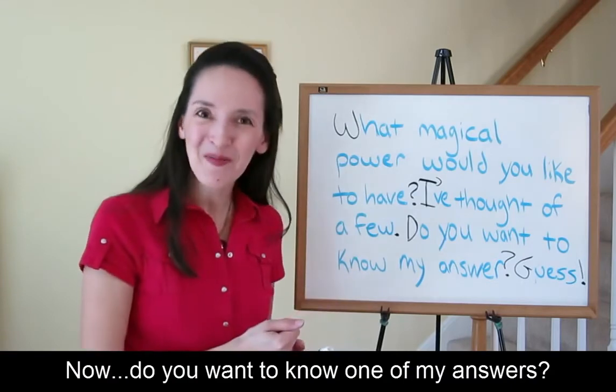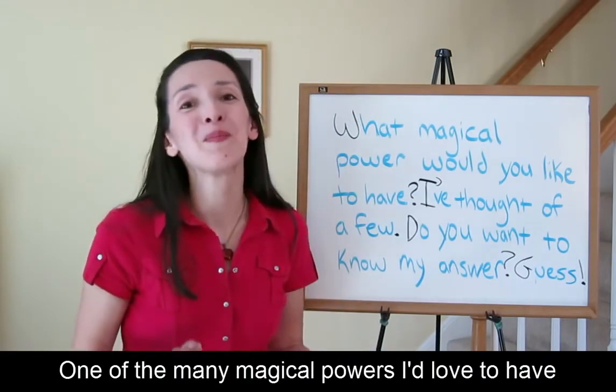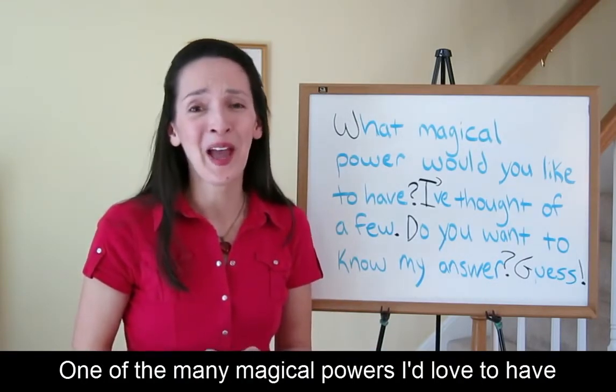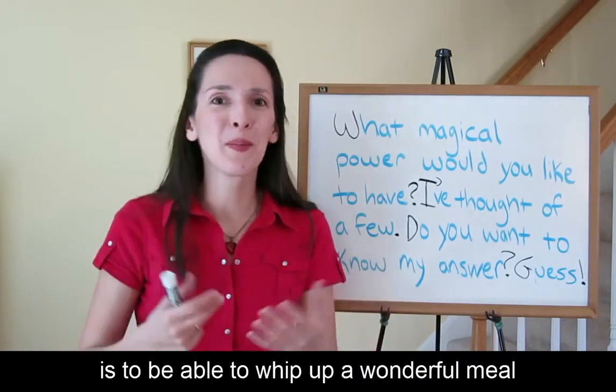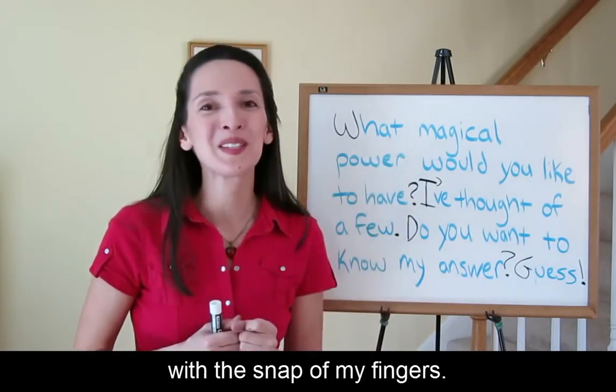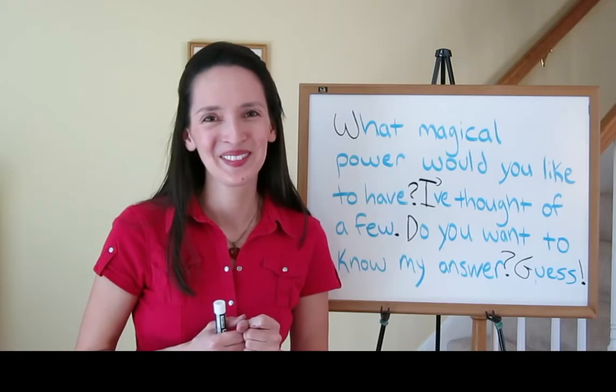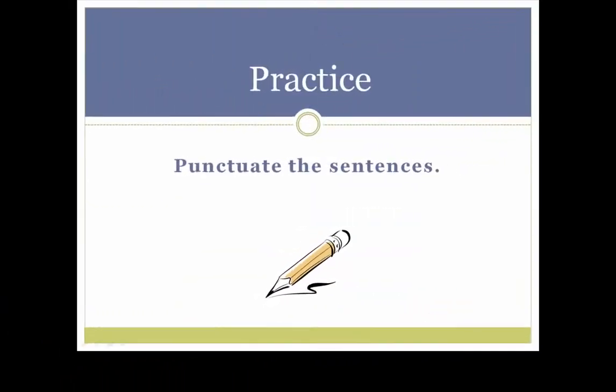Now, do you want to know one of my answers? One of the many magical powers I'd love to have is to be able to whip up a wonderful meal with the snap of my fingers. Practice. Punctuate the sentences. Let's try number 1 together.